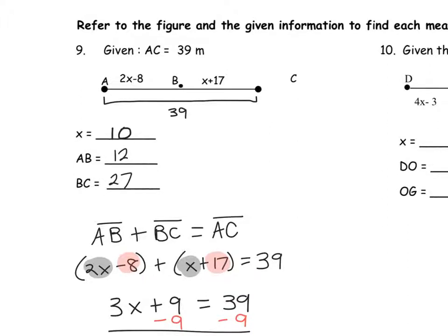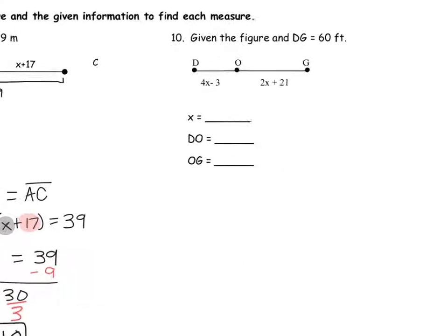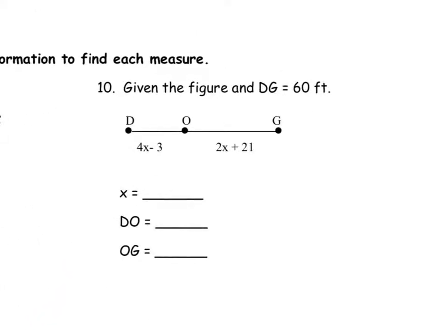And then we can check to make sure that makes sense. 27 plus 12 is 39. So that all checks out. Okay, so at this point, go ahead and pause the video and see if you can give this problem a try.